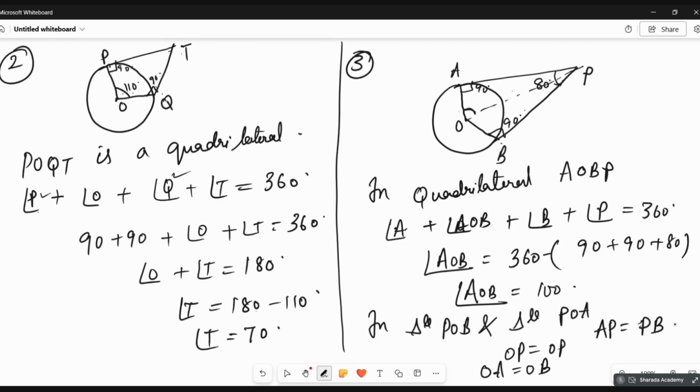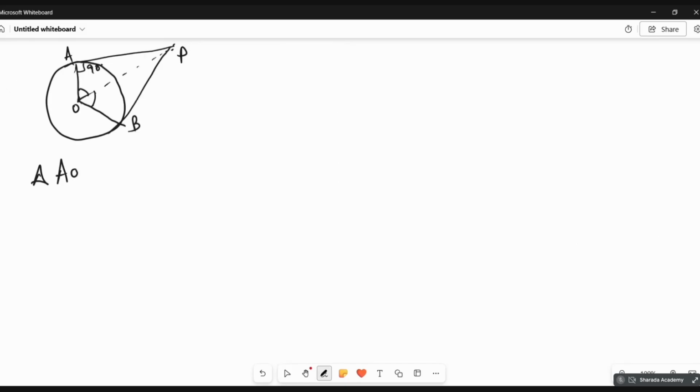Since all the three sides are equal, I can say the two triangles are congruent. Once they are congruent, corresponding angles are equal. So this angle will be equal to this. So 100 by 2, each are equal to 50. Triangle AOP is congruent to triangle TOP by SSS congruency rule.